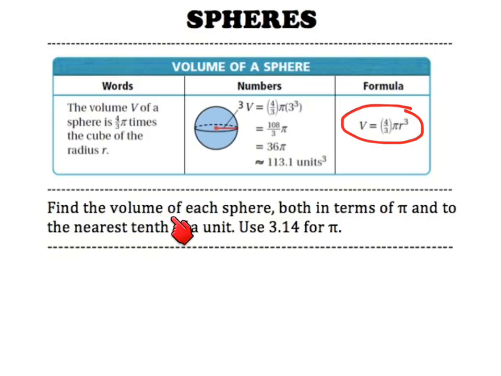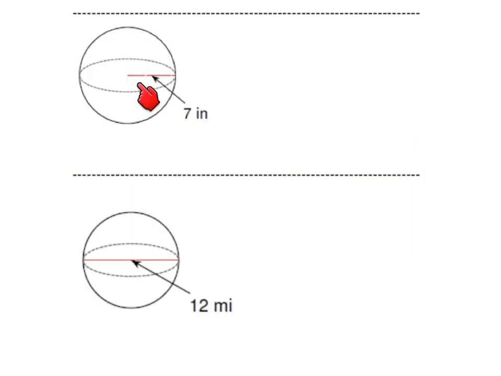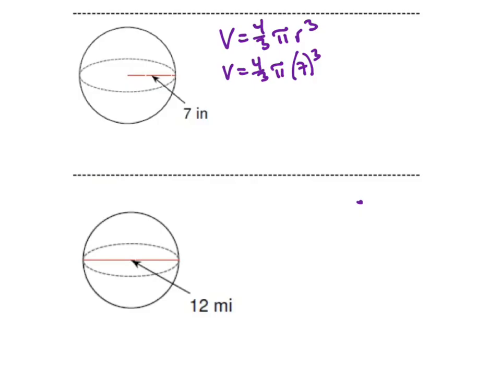We're going to find the volume of each sphere, both in terms of pi and to the nearest tenth of a unit. We're going to use 3.14 for pi. So here we go. We've got the radius. We've got the formula. Volume equals 4/3 pi r cubed. And we're going to plug the values in. Well, actually, the only one value. We only have one variable, right? That's the radius, 7. So we'll rewrite it. Volume equals 4/3 pi 7 cubed. What is 7 cubed? Well, that's 7 times 7 times 7, which is 343. So I'm going to rewrite that, substituting for that. Volume equals 4/3 pi times 343.